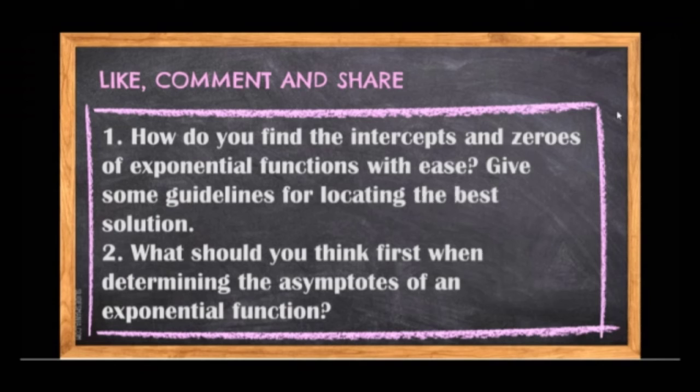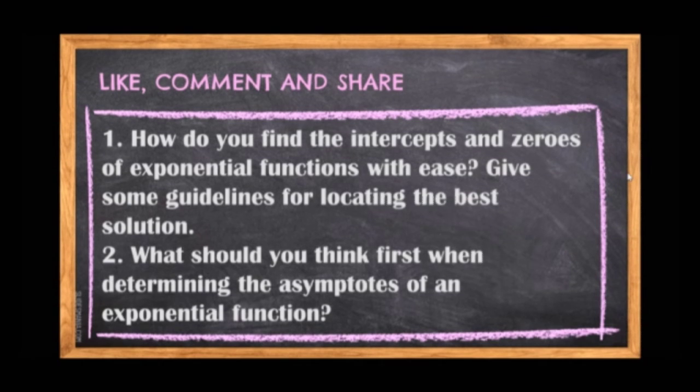In number 1, yes, Miss Jaisel, you're raising your hand. Correct. To find the intercepts and zeros of exponential function with ease, we need to consider first the steps and the formula. So for zeros, we need to equate f of x to 0, then solve for x. Then for x and y intercepts, vice versa, for x, we just need to set y is equal to 0, then for y, set x is equal to 0.